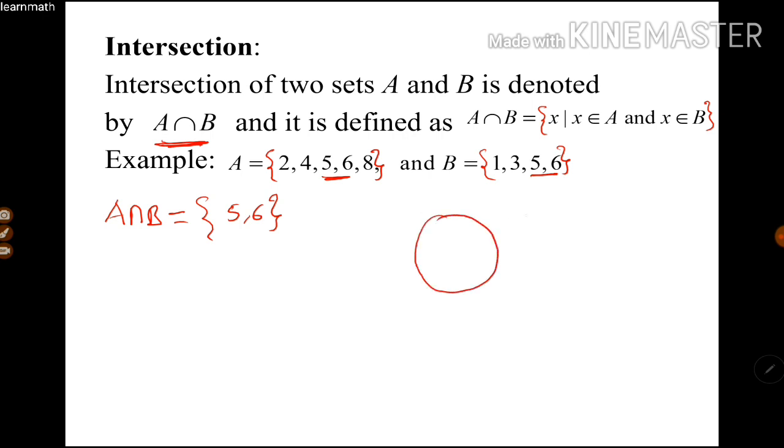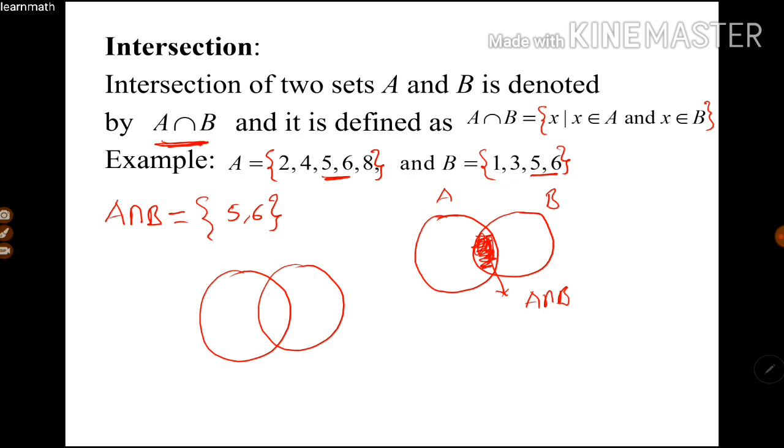Now how to show the Venn diagram? This circle indicates A, this circle indicates B. This is the common part. This common part indicates A intersection B. In our problem, 5, 6. This is the Venn diagram for A intersection B.